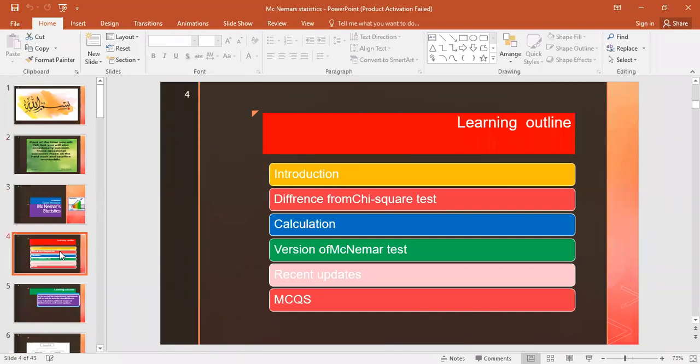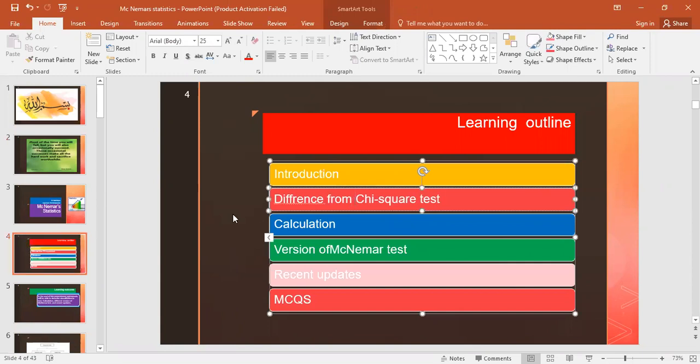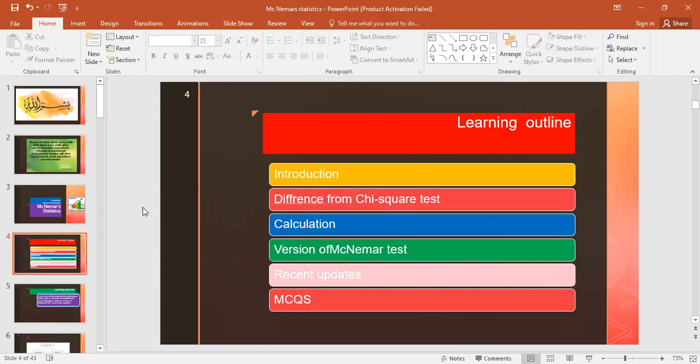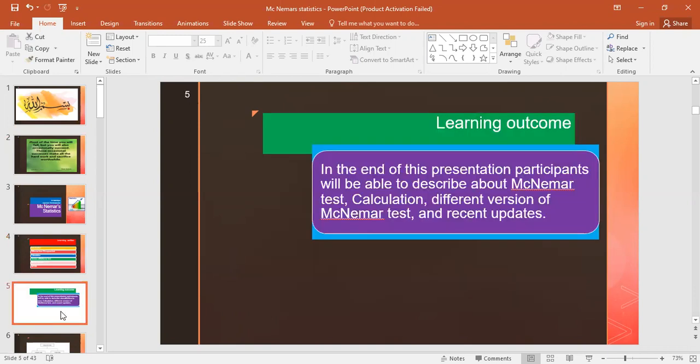The learning outline of my presentation today is: introduction, difference of McNemar test from chi-square test, calculation, different versions of McNemar test, recent updates, and at the end there is an MCQ session. By the end of this presentation, participants will be able to describe the McNemar test, how we calculate and apply it, its different versions, and recent updates.